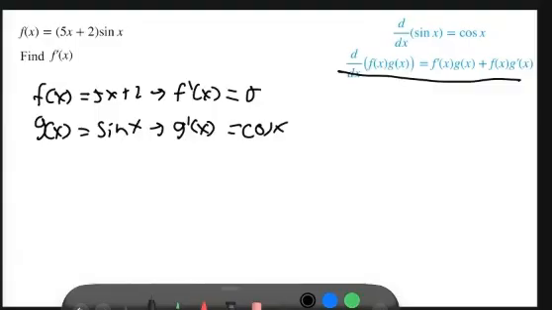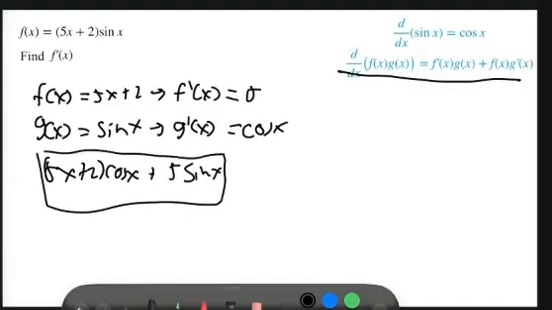So now we just plug this into the product rule. Our final answer should be 5 sine x plus 5x plus 2 cosine x. And that is the final answer. Let's move on to the next question.